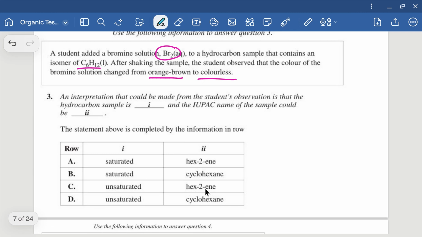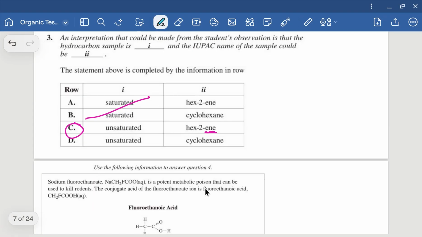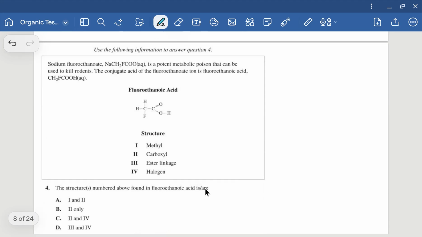Now, going through this, when it's asking about what we have, if it's addition, because we need a double bond, it cannot be saturated. It has to be either C or D. And then if it's going from colorless, or sorry, from brown to colorless, the only one that shows that addition would be C. If it stayed brown, then you would be looking for an alkane.